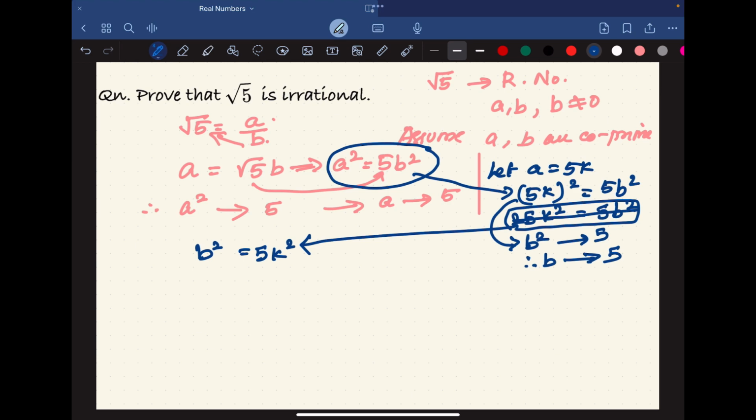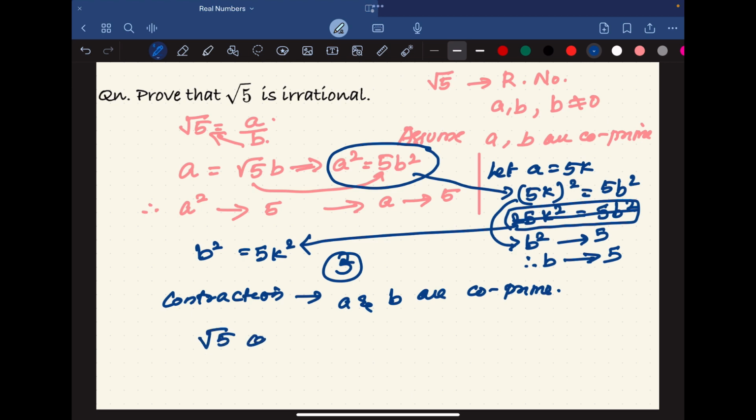This implies that a and b have 5 as a common factor, right? And this is a contradiction to the fact that a and b are co-prime. Root 5 cannot be expressed in the form p by q, and this happened because of our wrong assumption, and we can conclude that root 5 is an irrational number. Is that clear?